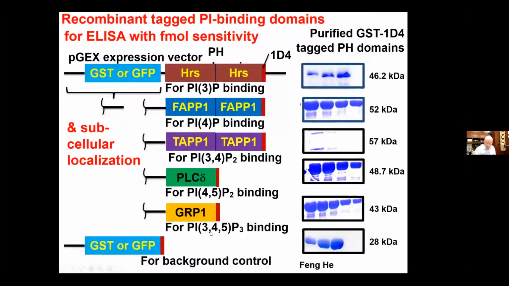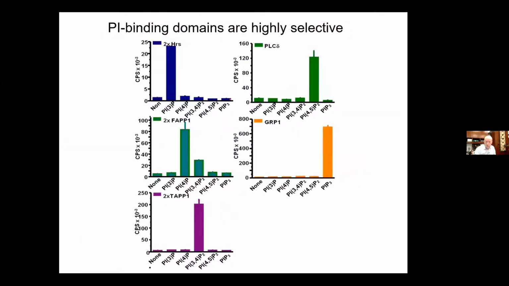And these proteins are quite specific in their binding. And so here we see this ELISA assay I mentioned earlier, carried out in a spot assay in which we've spotted different phosphoinositides commercially obtained and looked at their binding to these various recombinant binding domains. And you can see that we get very high selectivity for PI3P, PIP2, or PIP3.